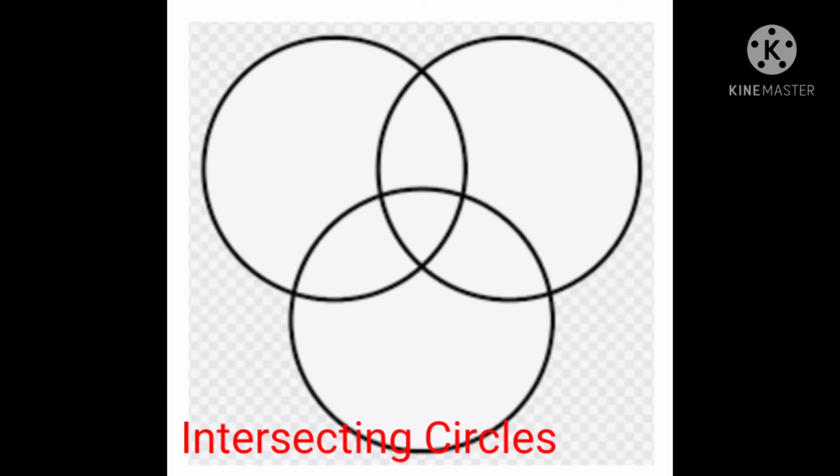Okay, this figure is also an example of intersecting circles. Here three circles intersect each other, so these are the intersecting circles.